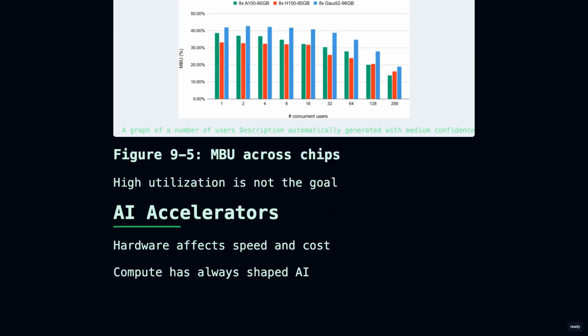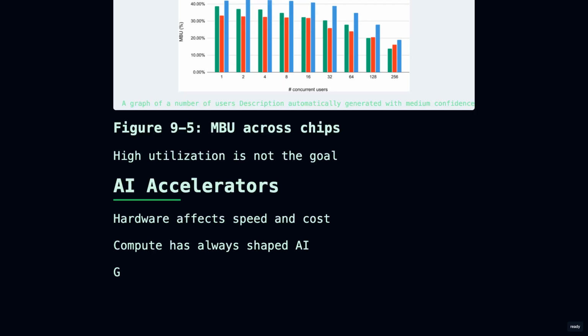AI progress has always depended on available compute. In the 1970s, limited hardware contributed to the first AI winter, showing that ideas alone are not enough. Deep learning took off when GPUs made large-scale training practical. AlexNet is famous partly because it showed researchers could train big models without needing thousands of CPUs.